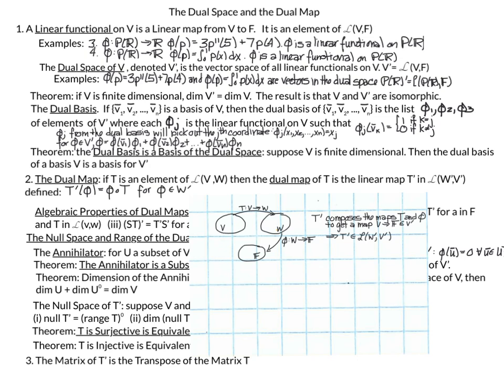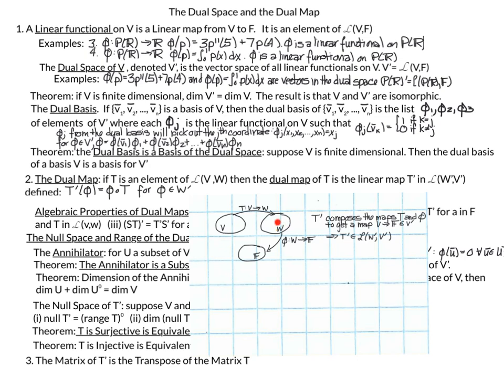So T is a linear map from V to W. Here I have my vector space V and my vector space W, and T maps from V to W. It'll take vectors in V and map them to W. The other thing is that we have these dual spaces for V and W.